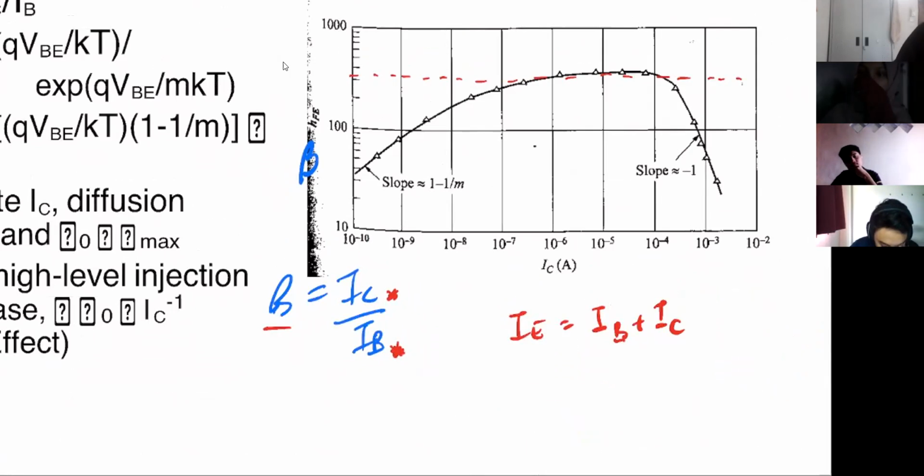Madam, from the slide, this is for the current gain? Yeah. So you said about the Early effect, right? Yes, this is the introduction to the Early effect. Oh, okay. I see. It's like an introduction to that.